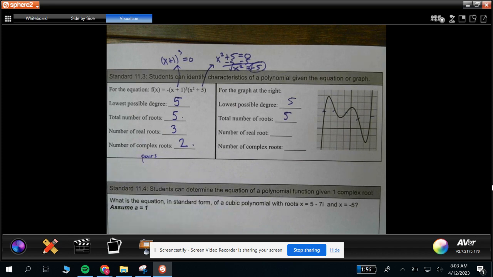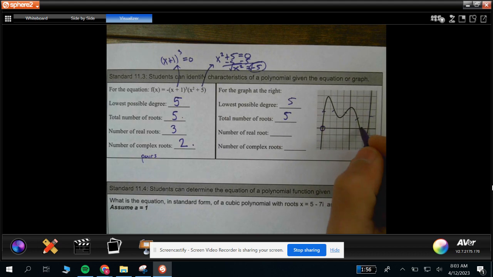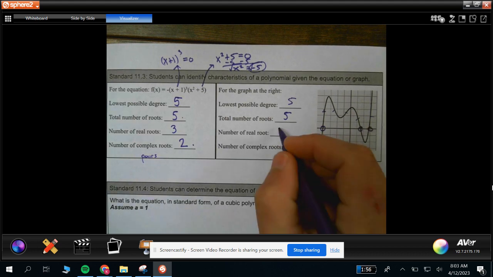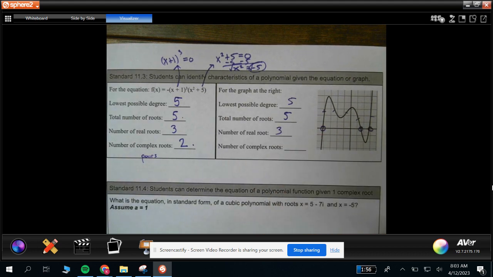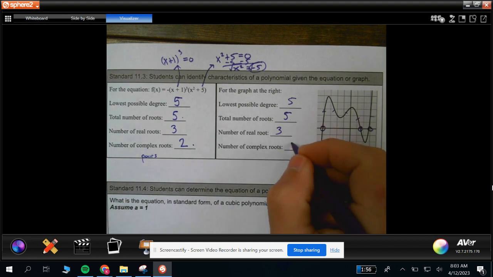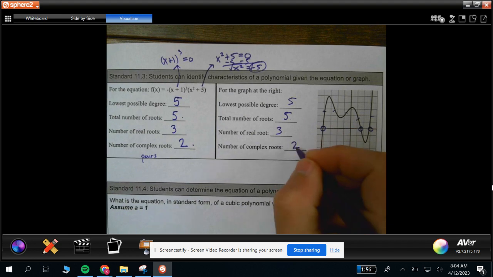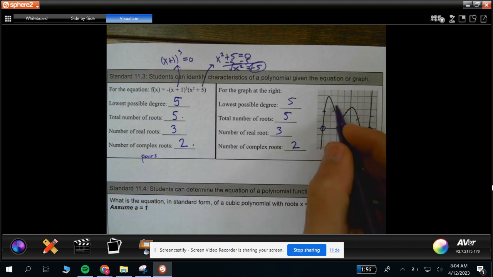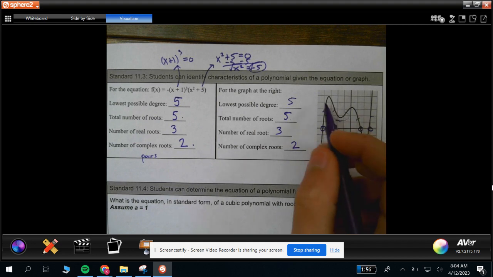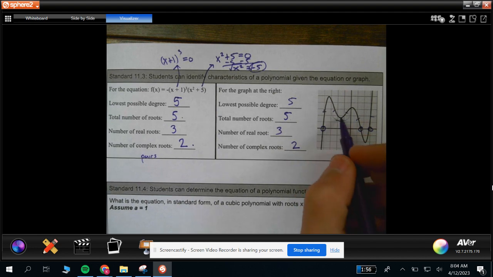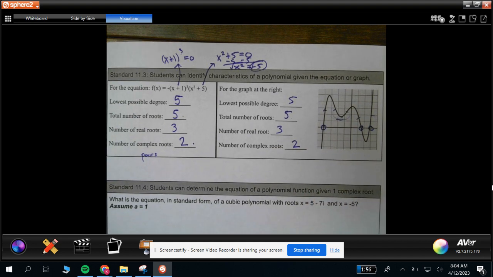Now, how many real roots are there? Those are the x-intercepts. I see 1, 2, 3. So there are 3 real roots. In that case, how many complex roots are there? 5 minus 3 means we're left with 2. Again, an even number. This right here, where it turns but doesn't cross the x-axis, this is where we are seeing behavior influenced by our complex roots. This isn't the complex root. That's not the complex root right there. But this behavior is influenced by the fact it has 2 complex roots.